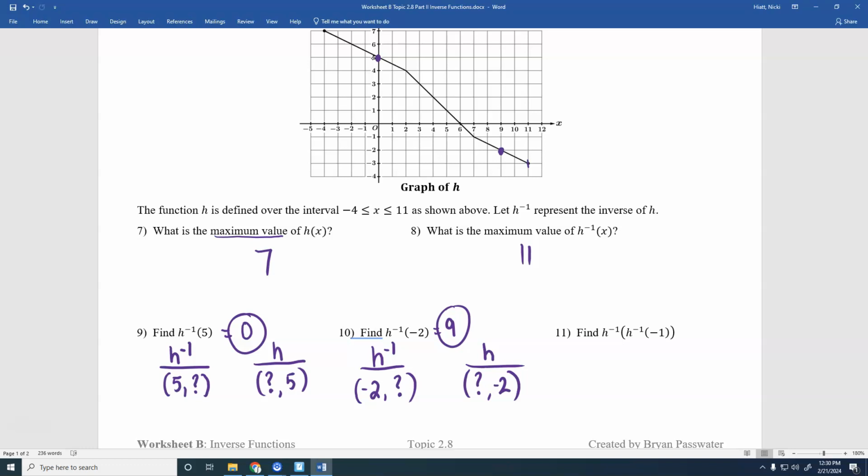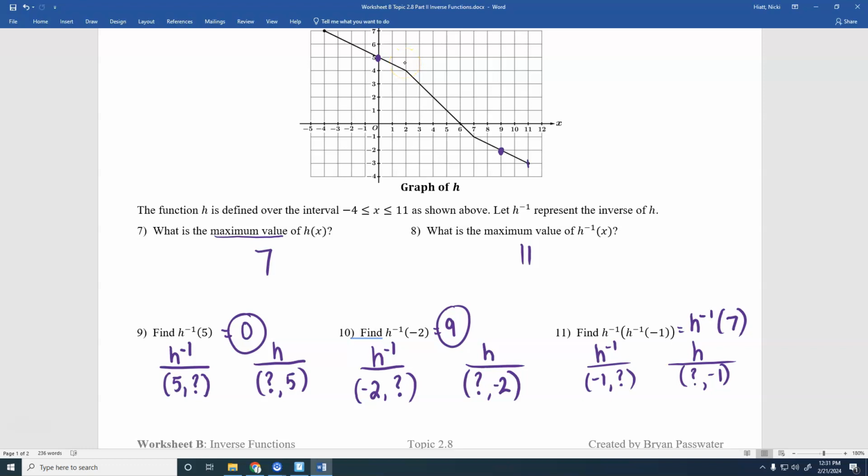Okay. This one, we've got to do H inverse of H inverse. So on H inverse, I've got -1, question mark. That means over here on H, I've got question mark, -1. So my Y coordinate's -1. Where's that happen? 7. So that means now I've got to do H inverse of 7.